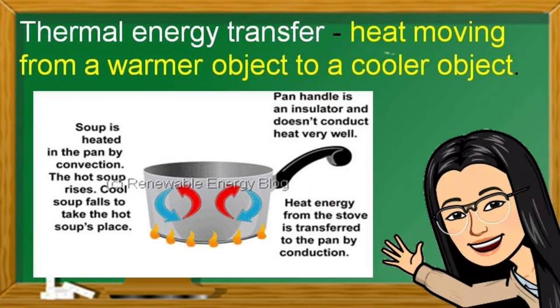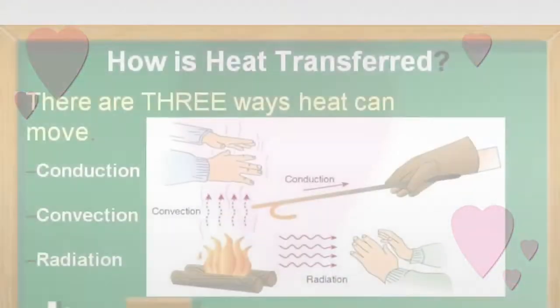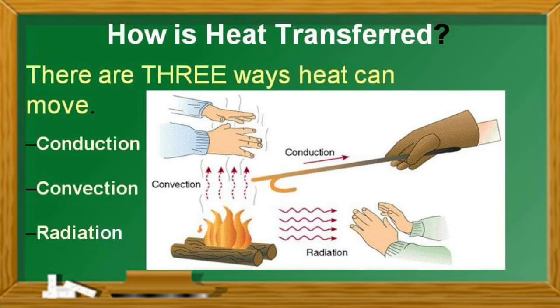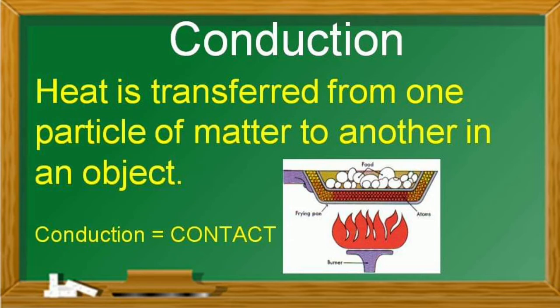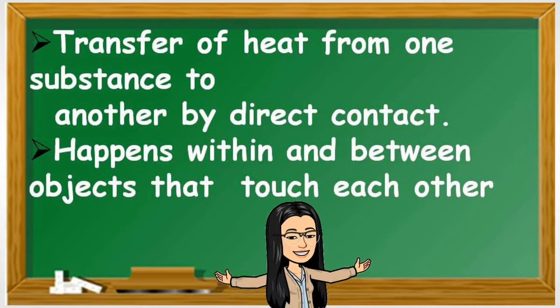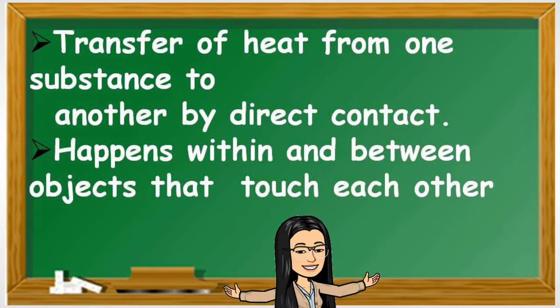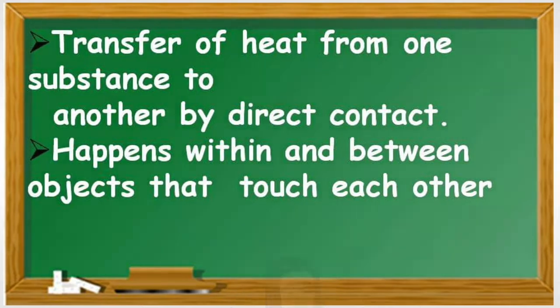Thermal energy transfer is heat moving from a warmer object to a cooler object. There are three ways heat can move: conduction, convection, and radiation. Let's talk about conduction. The heat is transferred from one particle of matter to another in an object. The energy is transferred by direct contact. Conduction is a transfer of heat from one substance to another by direct contact. It happens within and between objects that touch each other.